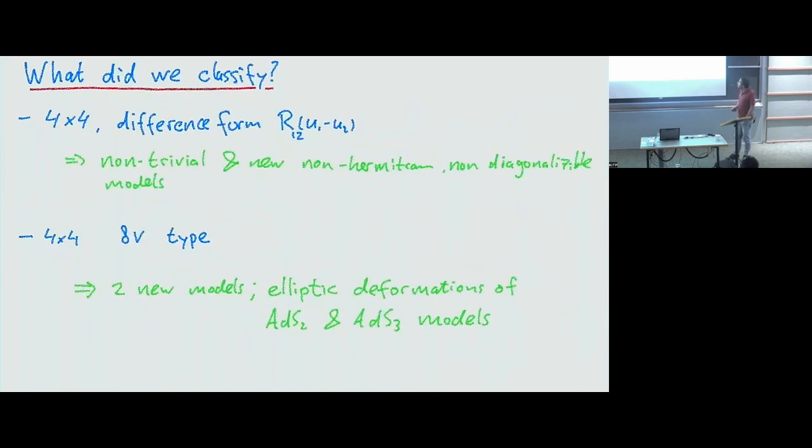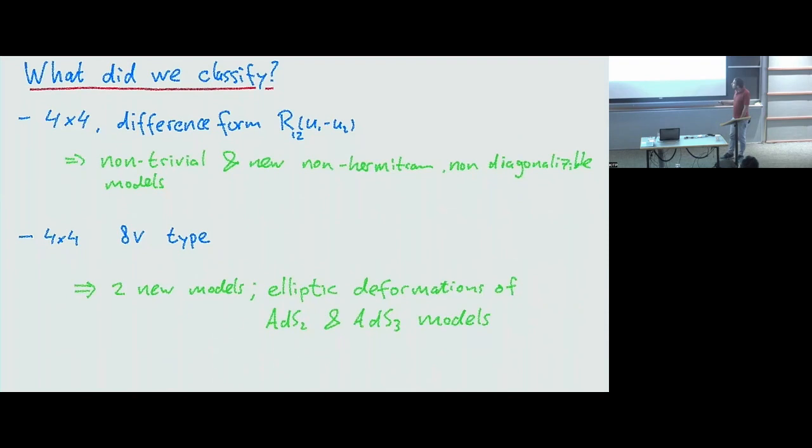Okay, so what type of R matrices and solutions did we classify? The first thing we looked at was 4x4 R matrices of difference form, where the R matrix depends on the difference of the rapidities. And we were able to fully classify those. We took all 16 elements to be non-zero and went through the machinery. We found, of course, all the known models like XXZ, XYZ, and so on, but also 6 new solutions of the Yang-Baxter equation. But those were a bit pathological, in the sense that the Hamiltonians that correspond to these models are either non-Hermitian or non-diagonalizable. So they have non-trivial Jordan blocks if you try to diagonalize them.